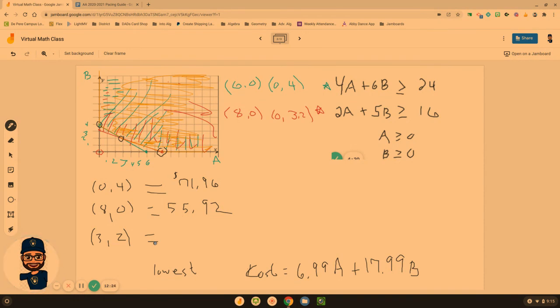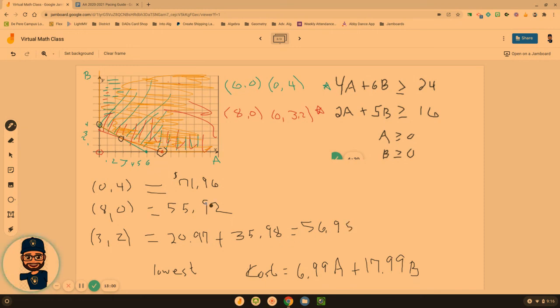Then 3 bags of A would be $20.97 plus 2 bags of B is $35.98. So if we add those together, the total cost for those is going to equal $56.95.